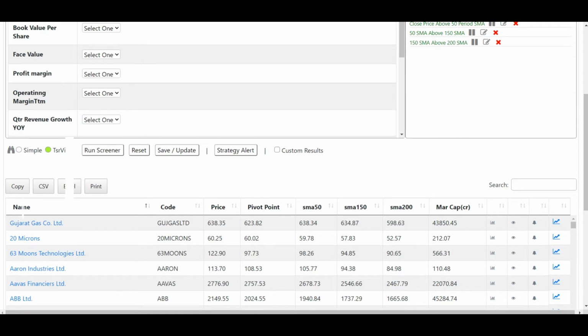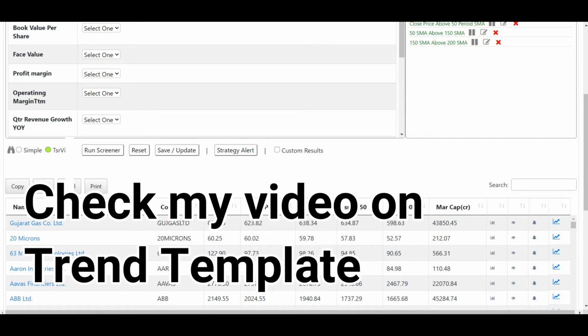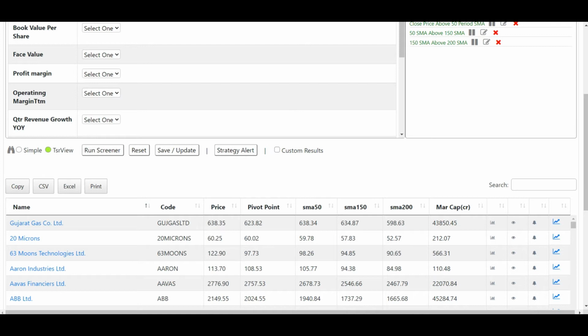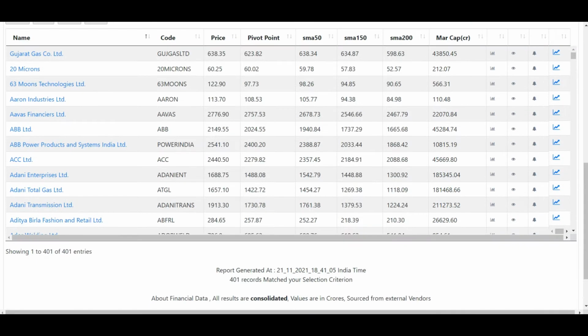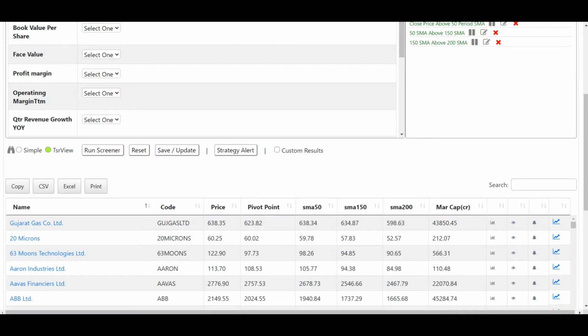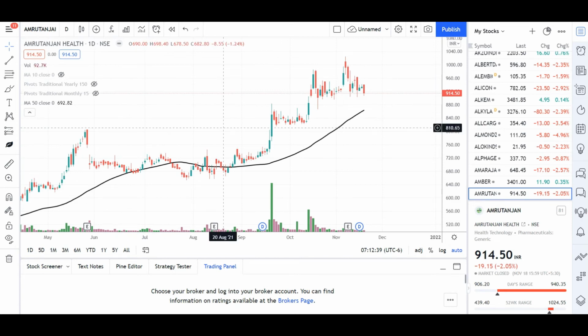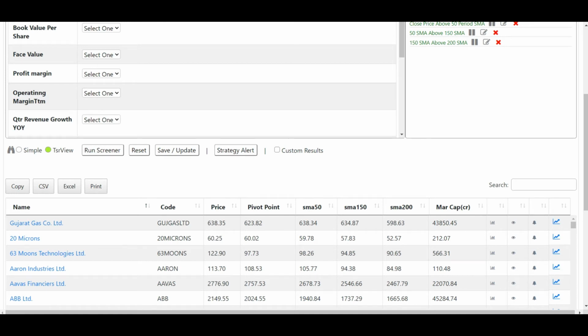One criteria that is remaining is that the 200-day moving average line is trending up for at least 1 month. Another is that the current stock price is at least 25% above its 52-week low. Another is that the current stock price is within 25% of its 52-week high. These 3 criteria I check manually. I will manually check these 401 entries, and to check that I use TradingView. I have a subscription in TradingView. I manually check here. For example, let us take the case of this Gujarat Gas Co Limited.